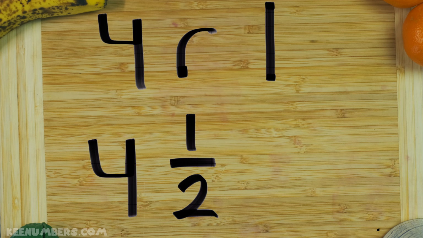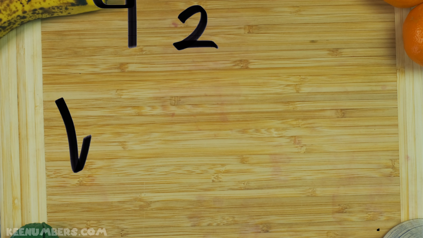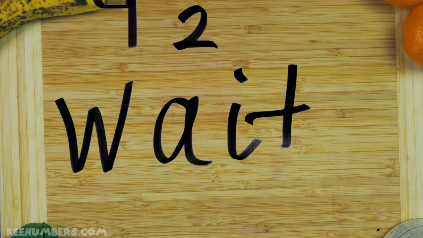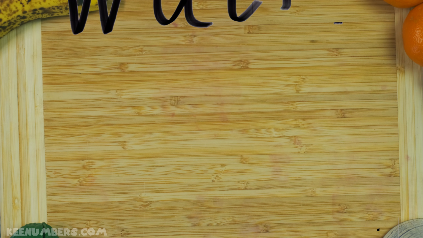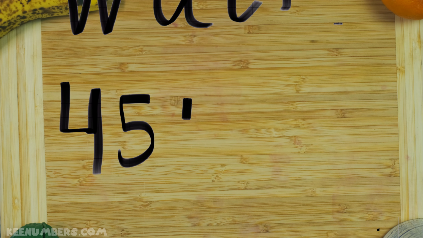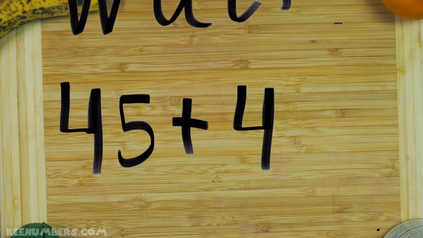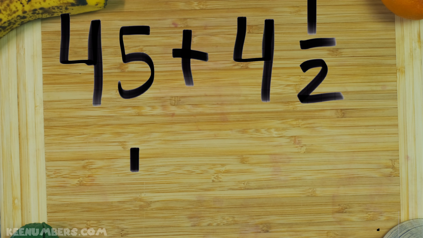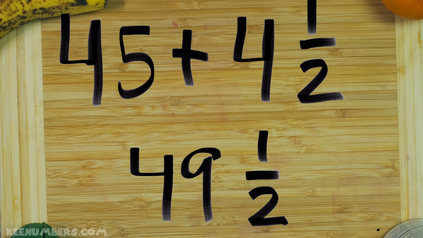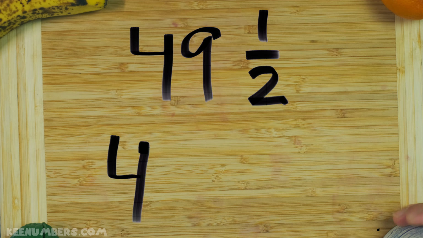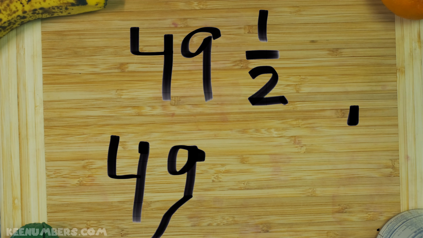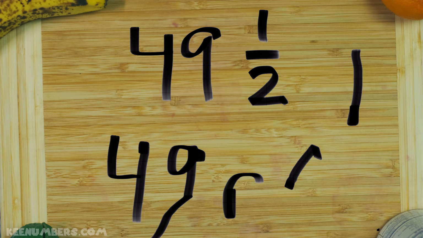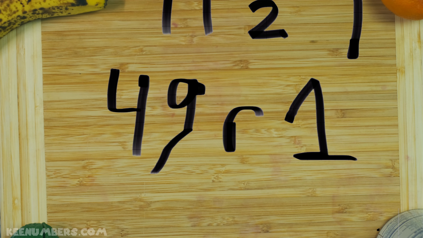Oh, but we can't forget, we still had 45. So the real answer is 45 plus 4.5. Well, that's 49.5. Or you could just say 49 with the remainder of 1. That's one way to do it.